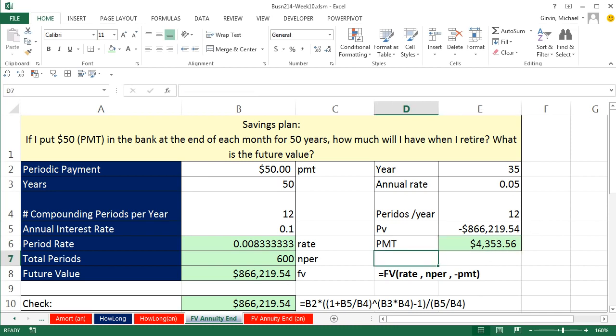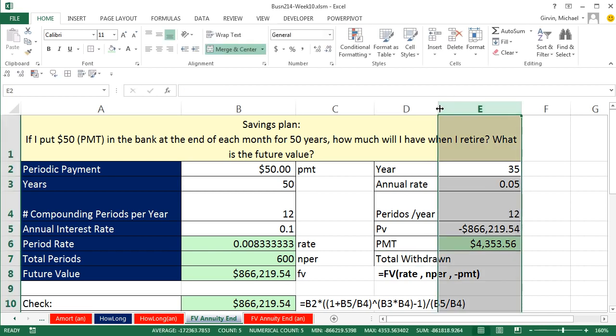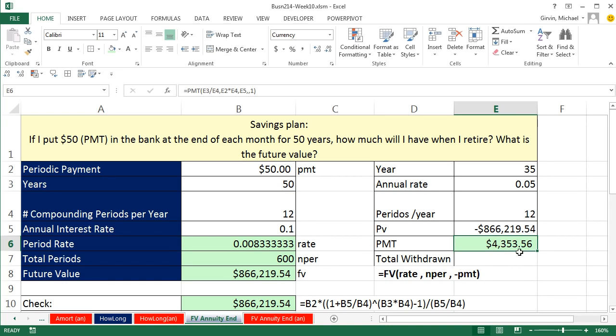Now we could do one step further. Total withdraw. I'll come up here and change the column width. Copy. I'm going to paste this here just to get the format in, then change the formula. Escape. Equals this times what? Times 35 years times the 12 months. And boom. From $866,000 on the day we retired, since we get to withdraw, assuming a 5% annual rate, that's pretty conservative, about $4,000 each month, that's the total amount we will have withdrawn over the period.